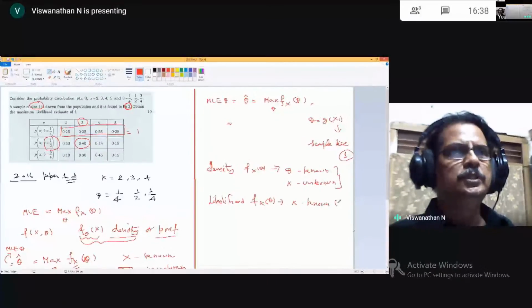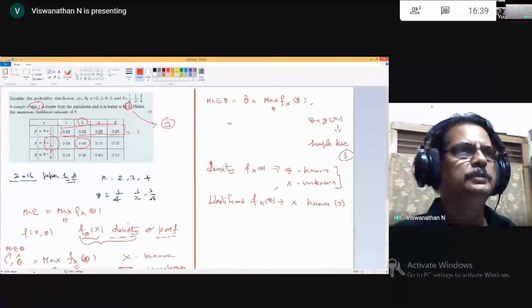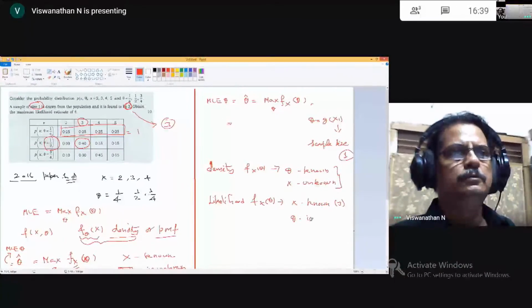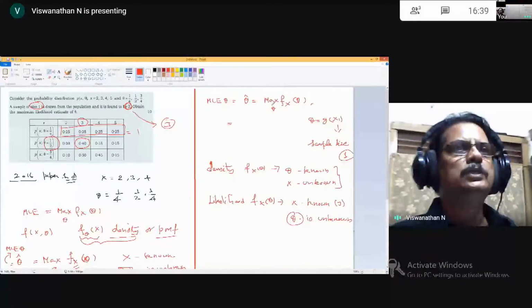In this case, it is 3. It is given to be 3. You can refer here. It is given as 3. X is known, but theta is unknown. So theta is what we want to estimate. Now you can see, when x is known, what will happen?